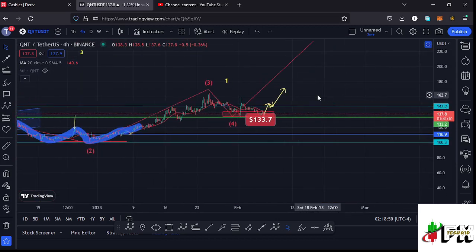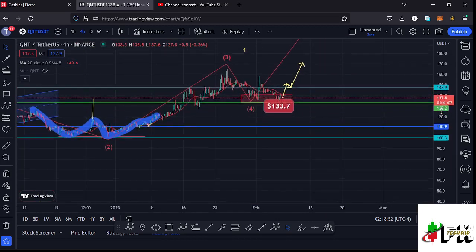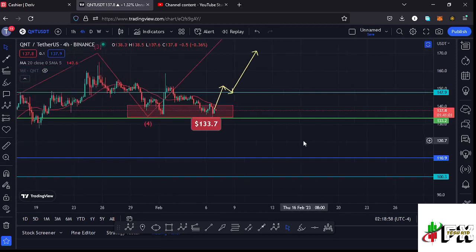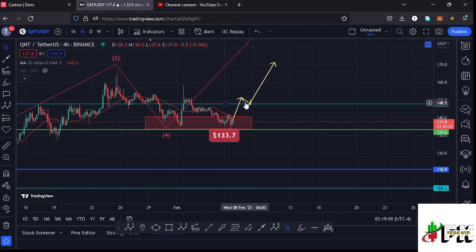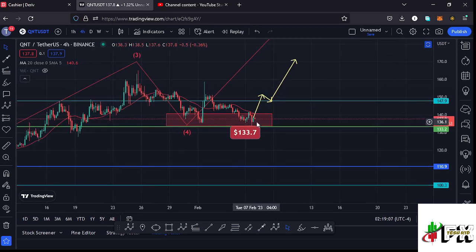And in case we do not see a break above the 20-day MA and also continue holding below the key area of resistance at around the $147.9 mark, then there are chances that Quant might continue retracing, lose the key area of support at around the $133.2 mark, which is a significant key area of support, because upon losing this key area of support, then we can continue pushing even lower.